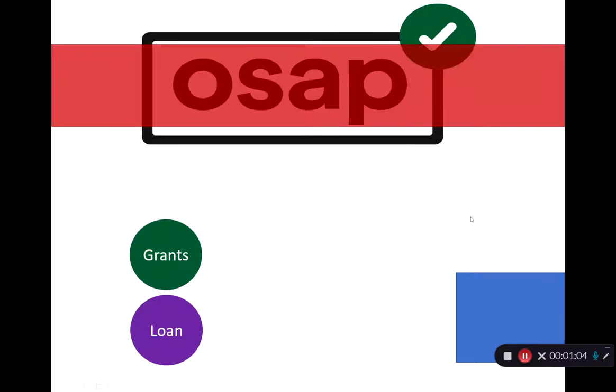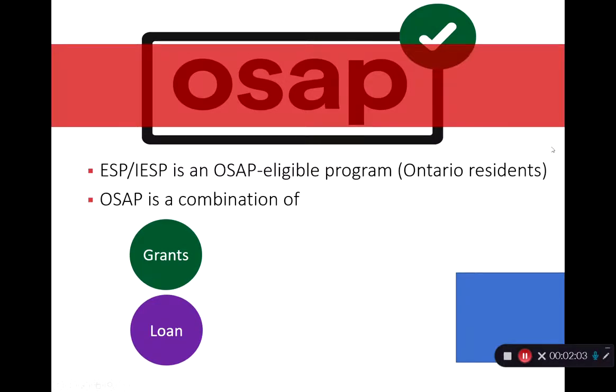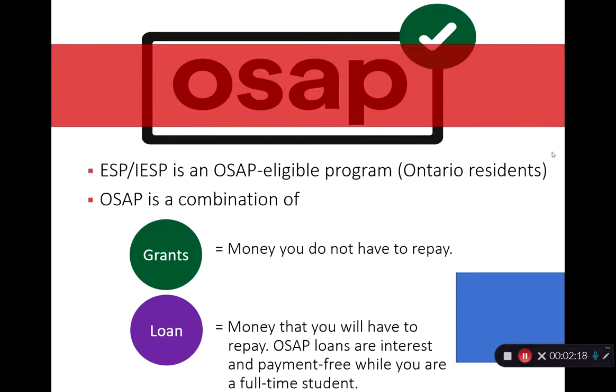There are ways that you can apply for support in funding and education with ESP. ESP and IESP are OSAP eligible programs for Ontario residents. OSAP itself is a combination of grant and loan. Grant is money that you don't have to repay, as opposed to loan, which is money that you will have to repay. One of the nice things about borrowing through a program like OSAP is that OSAP loans are interest-free while you're a full-time student. So you don't have to begin repayment while you're studying, and there's a bit of a grace period after you graduate before you have to begin repayment.